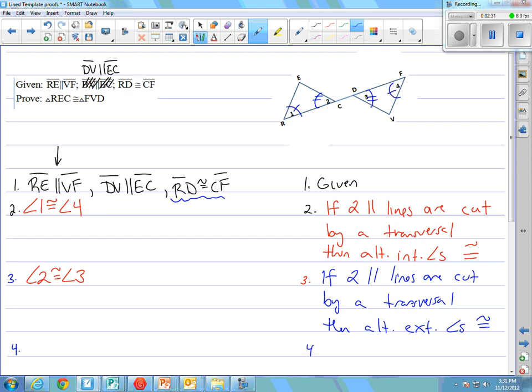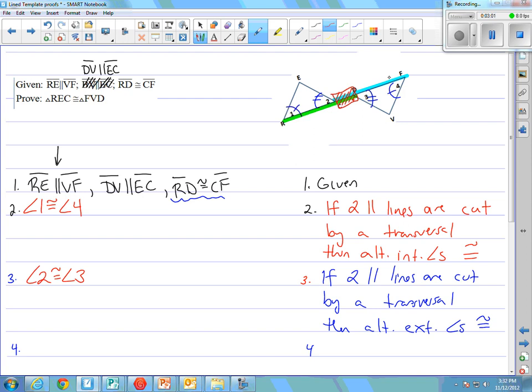If I highlight that information on my picture, RD is that segment there, and CF is that segment there. We're told that those two segments are congruent. If I recognize that they both share everything inside that red box from C to D, they should both share that. So if I remove that from both of those, they start off R to D the same thing as C to F.